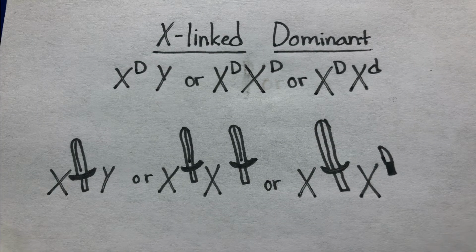X-linked modes of inheritance are traits whose alleles are found on the X chromosome. It is important to note that males only have one X chromosome, while females have two. So whatever allele is present on the one male X chromosome is what phenotype will be displayed. For females, X-linked dominant traits still follow the dominant rules. The dominant allele will phenotypically be expressed over the recessive allele. The sword will always win over the dagger.